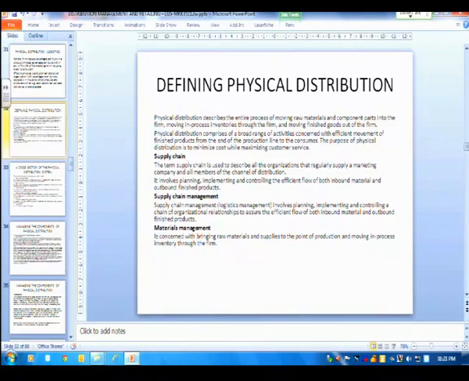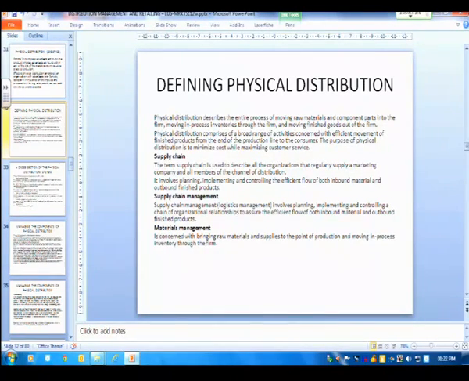Defining physical distribution. Physical distribution describes the entire process of moving raw materials and component parts into the firm, moving in-process inventories through the firm, and moving finished goods out of the firm. Physical distribution comprises a broad range of activities concerned with efficient movement of finished products from the end of the production line to the consumer. The purpose of physical distribution is to minimize costs while maximizing customer service.